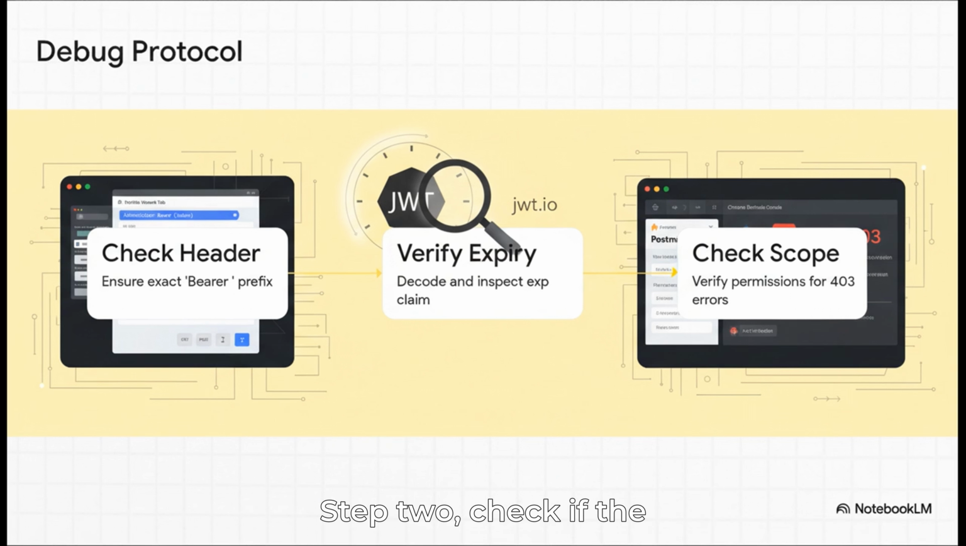Step 2. Check if the token itself is valid. Copy it, paste it into jwt.io, and look right at that exp claim. Has it expired? Step 3. If you're getting a 403 forbidden instead of a 401, check the token's scope. The payload will often list exactly what actions the token is allowed to perform. If your token only has read access, but you're trying to post or delete data, the server is going to hit you with a 403 because you lack the correct permissions. A great tip is to use Postman to build the request on one monitor and DevTools on the other to inspect what actually goes over the wire.